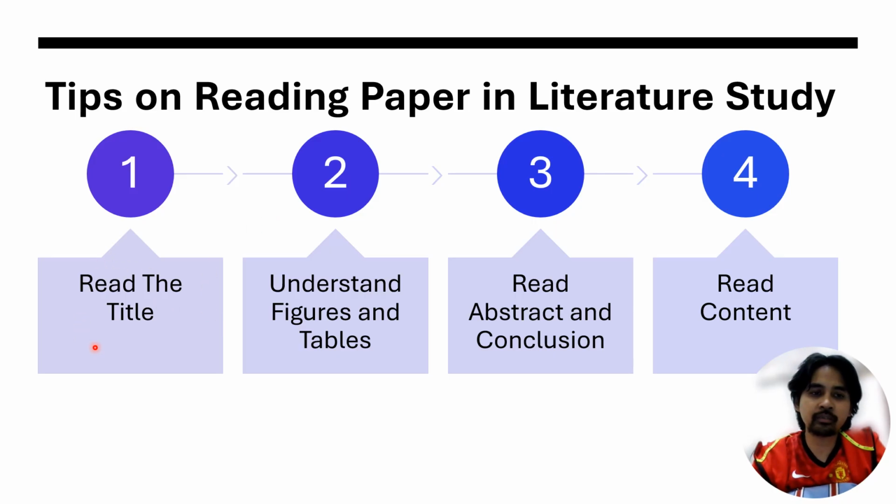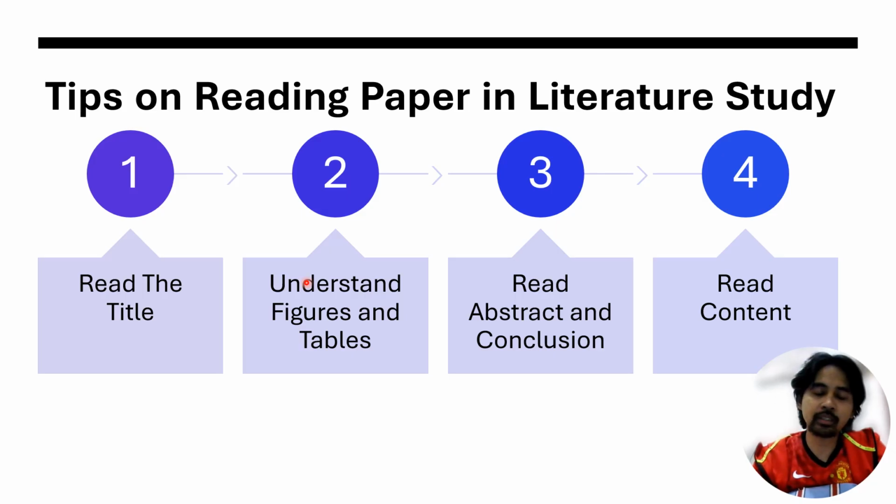That is obvious, but why? Because the title gives the scope of your paper. So once you have understood the scope, you only need to confirm the scope by reading its content. Now, when you read the content, don't go for the abstract or the content first. Go for the figures and tables because figures and tables are easier to understand than the text.